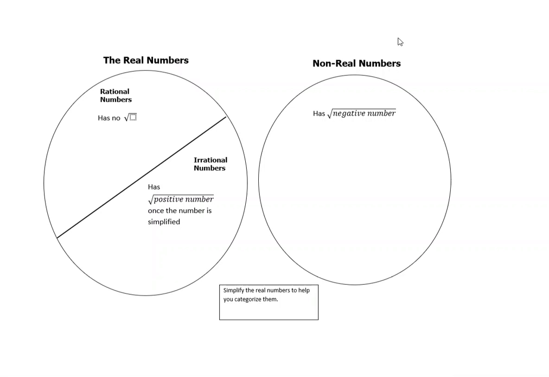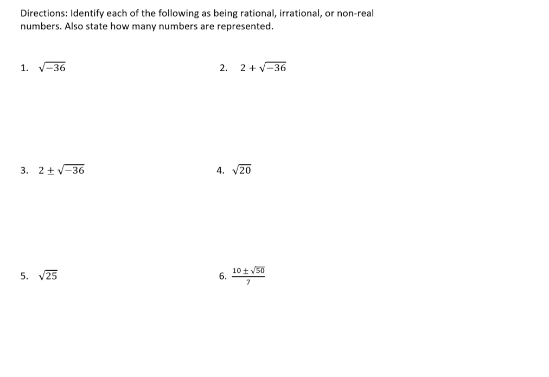Non-real numbers are going to have a square root with a negative under the square root. And an irrational number is going to have a square root of a positive number once the number is simplified. Right, so it helps to simplify these numbers to help categorize them. So that's what we're going to be looking at on our next slide, looking at some examples of numbers and classifying them.